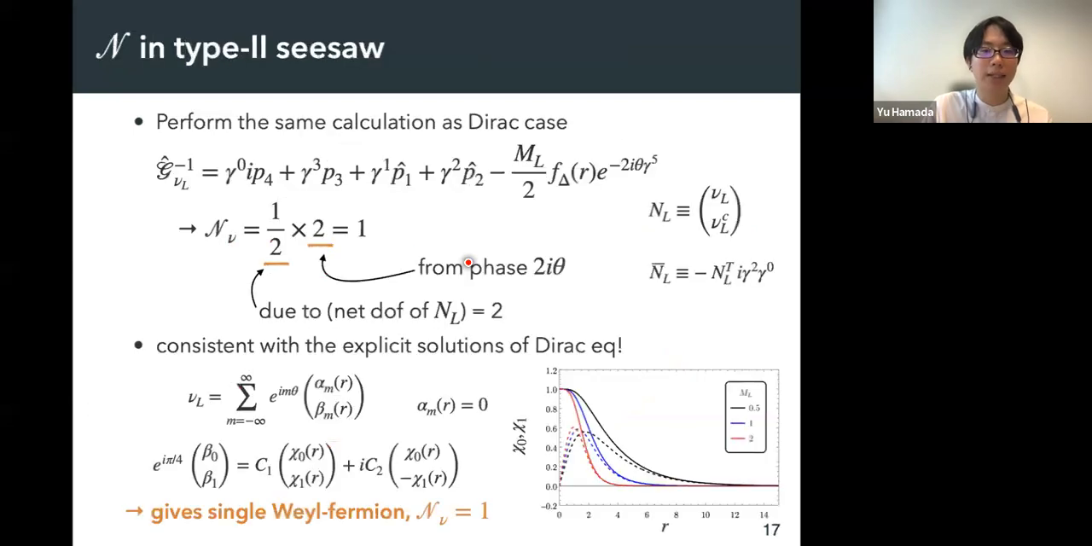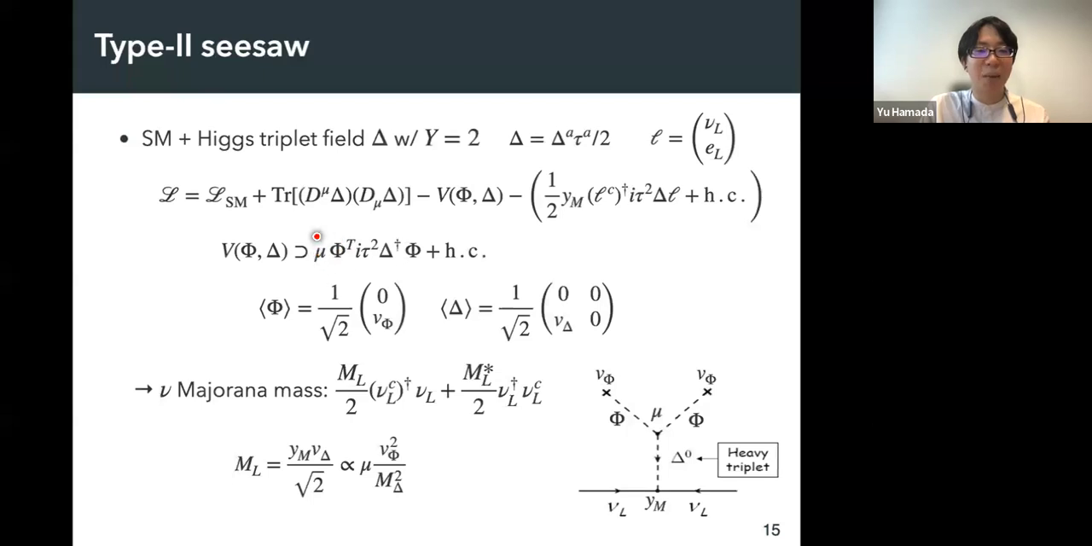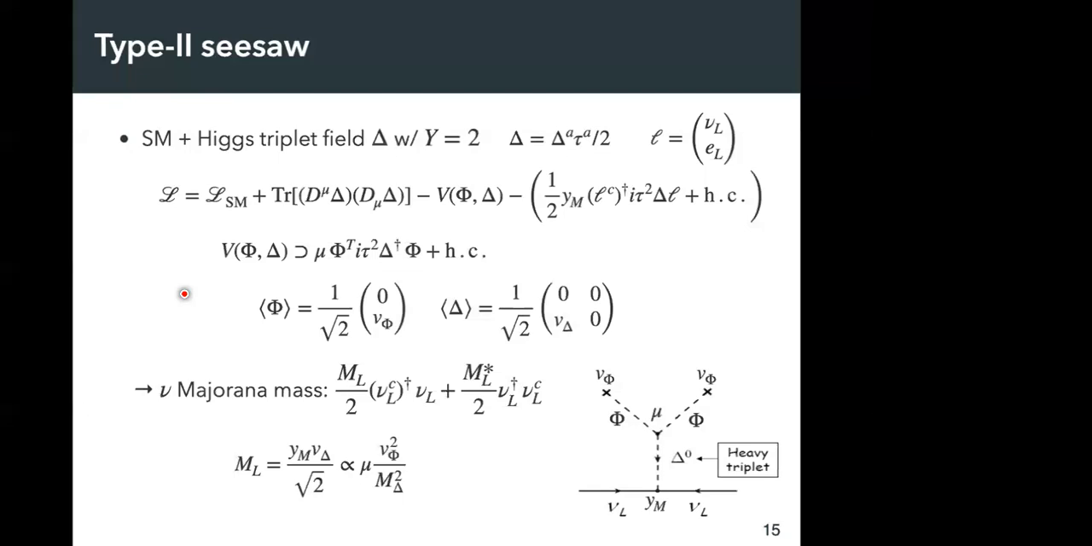But one exceptional case is that if we turn off this term in the type 2 seesaw model, then this gives an accidental global symmetry, which is a U1 lepton number. And this can give some topologically stable object. But in that case, this is not the Z-string; it just comes from the U1 lepton number. So in that sense, there is no stable Z-string even in that case. I see. Great, thank you.